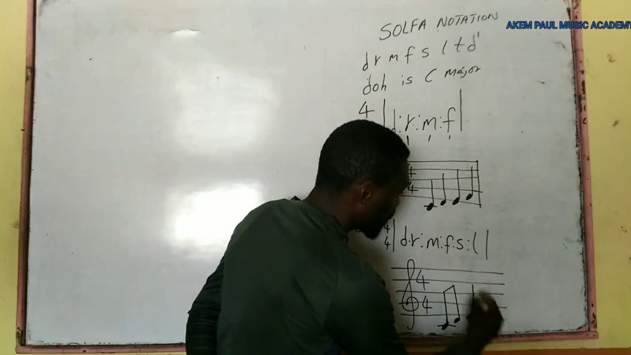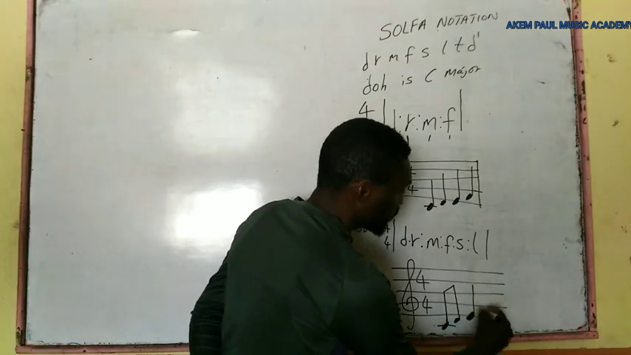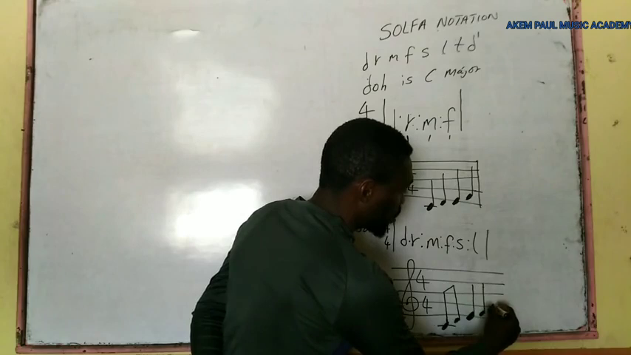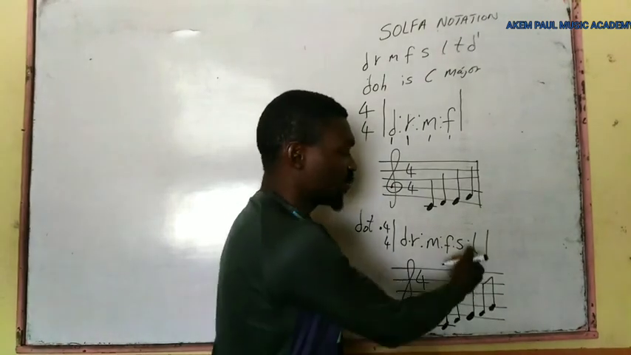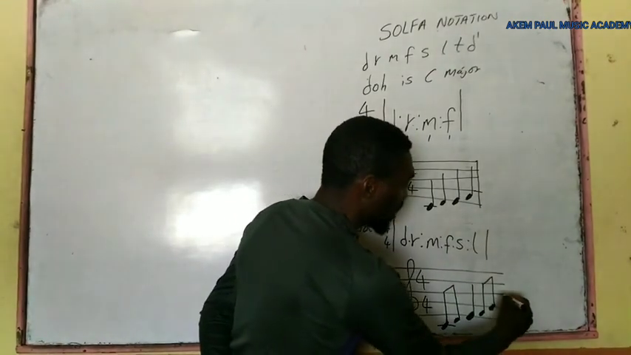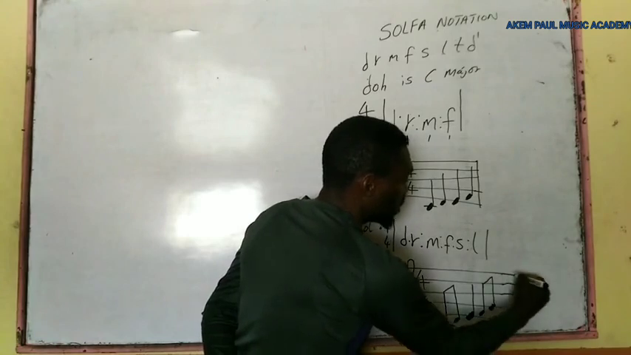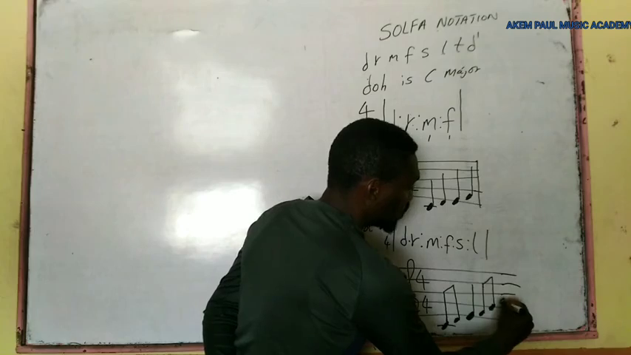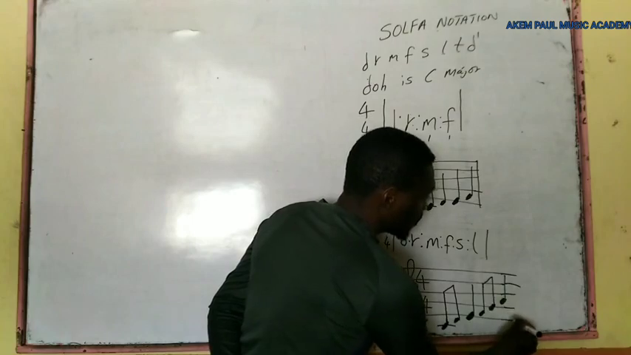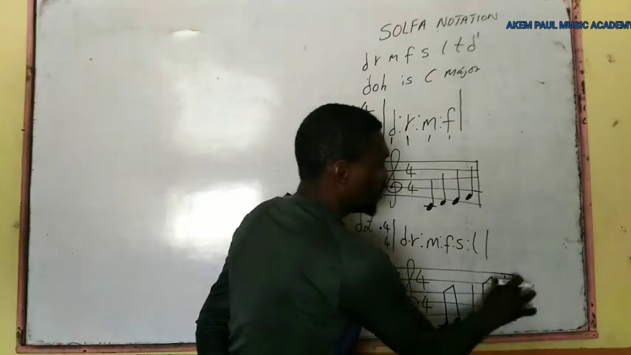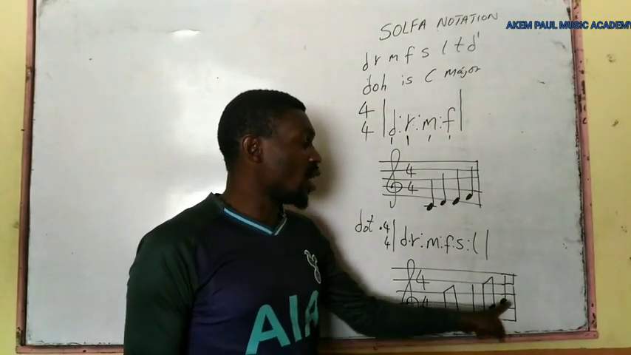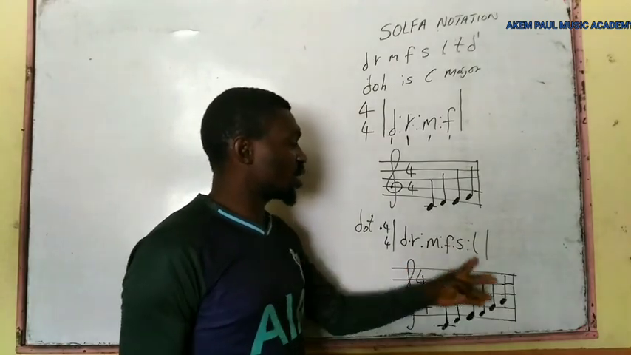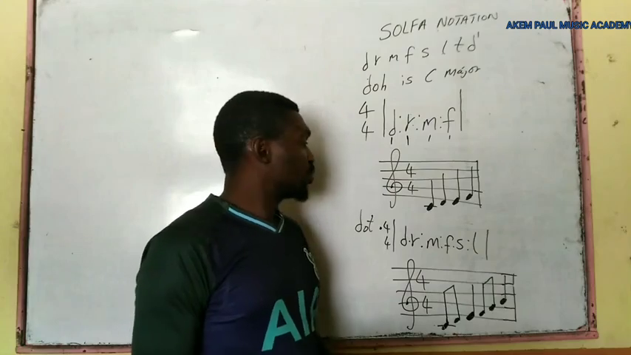Then here we have 8 notes and 8 notes. So we are going to have fa here. Then sol. Then we have the la, which is the A in the scale of C. So we have our notes here, and it's 1 beat. So we have it like this. So altogether, this is the representation of the Solfa. Do, re, mi, fa, sol, la. That's what we just did. That's how to transcribe to the Solfa.